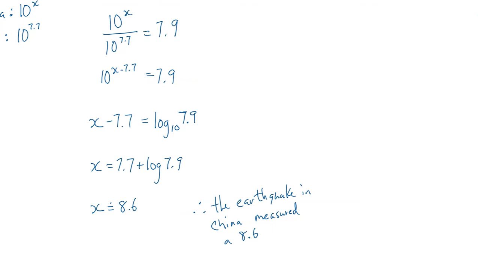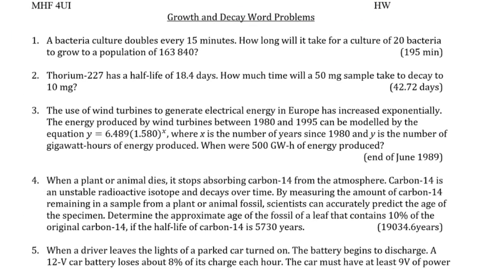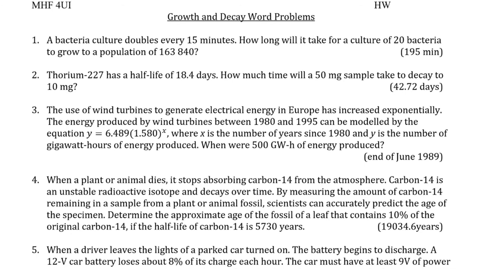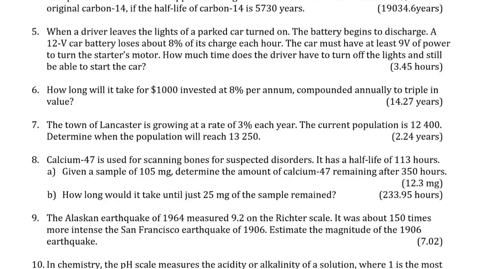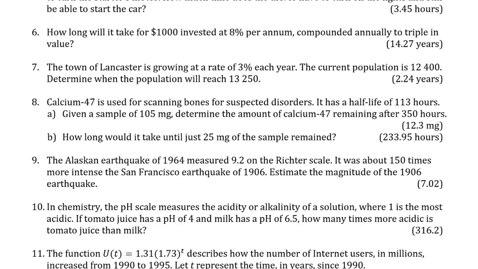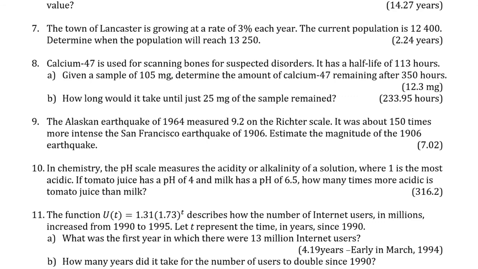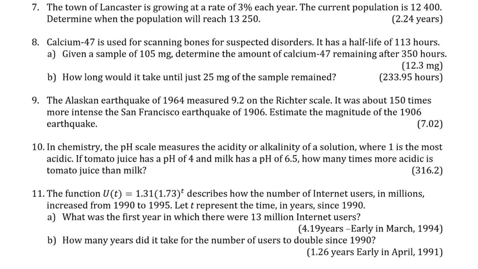Last thing I just want to show you is when you go to do the practice, take a look at how they're all jumbled together. It sounds easy at first, but once you get into it, it's not necessarily as easy as it sounds, because you've got to identify the type. Bacteria culture doubles. Okay, doubling, we see that word, so that's an indicator of how we're going to do this one. Number 2 is a half-life question. There's a couple in here that give you an equation that you just have to use. There's one about an investment, one about population, another one about earthquakes, and one about a pH scale. So there's a real mixture of different kinds of questions in these.